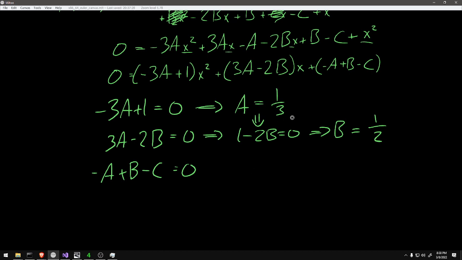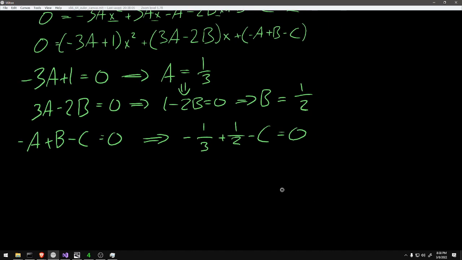And then if I combine all of those together into this one, I'm going to get negative 1/3 plus 1/2 minus c equals 0. So we're going to multiply through by 6 here. So we get negative 2 plus 3 minus 6c equals 0. That's going to give me that c becomes a positive 1, so c is 1/6.